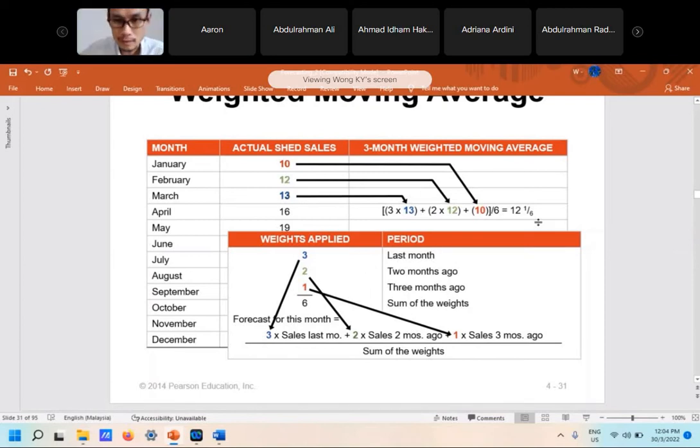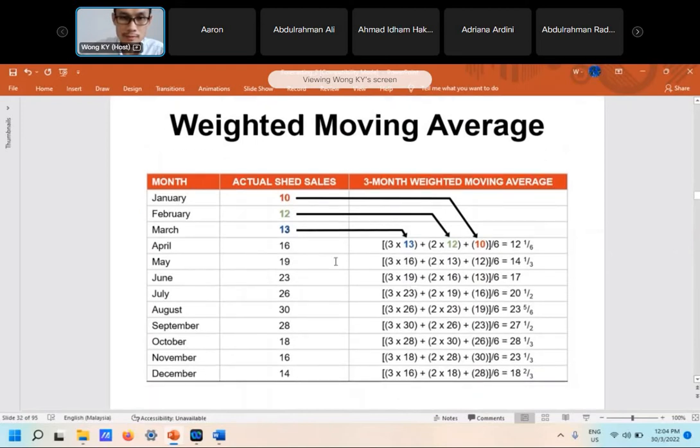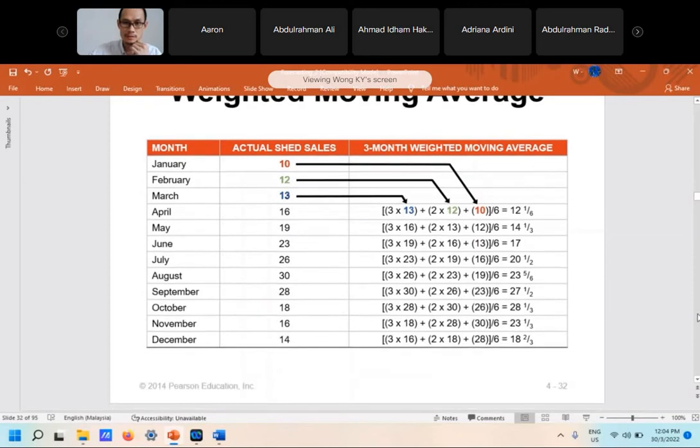I hope everyone understands. So similarly, you can repeat the process: forecast for May, for June, for July, for August, for September, until December. It means this thing can keep moving, and that's why it's called a weighted moving average. If you understand, then let's move on.